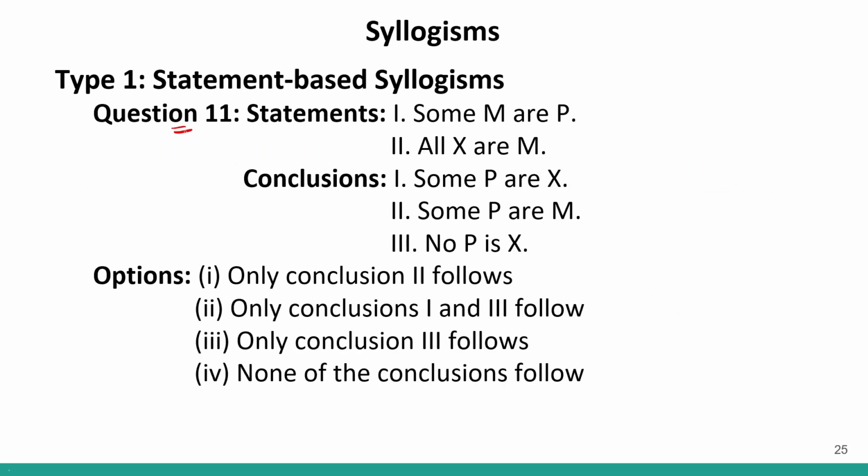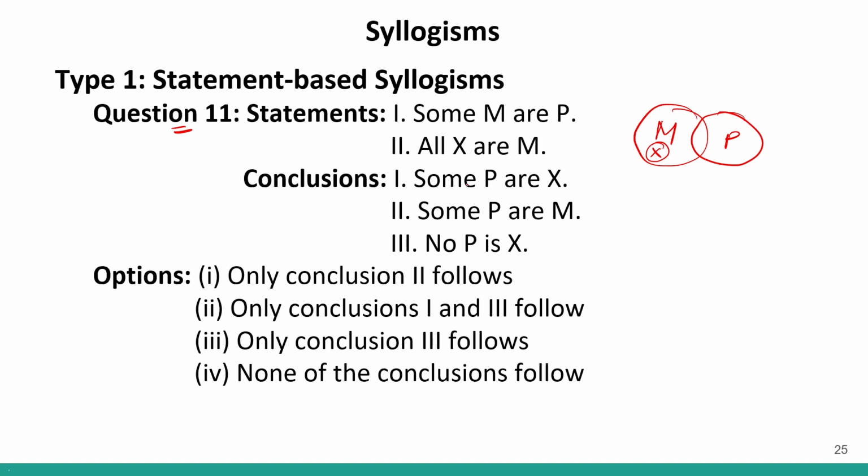Coming to question 11, a set of 2 statements and 3 conclusions. Statement 1 says some M are P. So some M are P will be represented like this, correct? Some MRP. All X are M. So X will be a subset of M, because all X are part of M. It will be represented like this. This will be my Venn diagram.